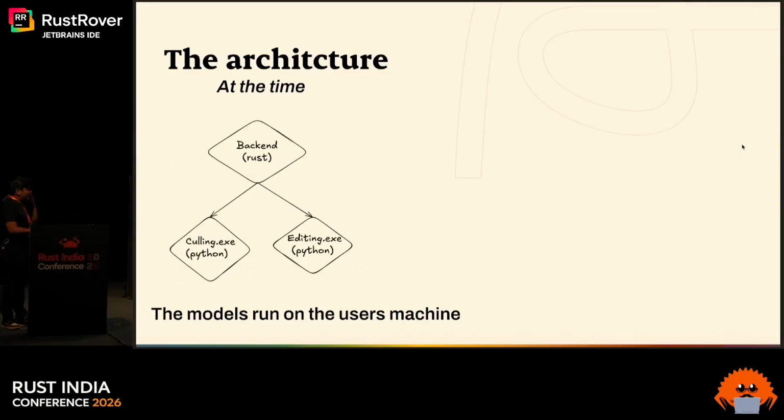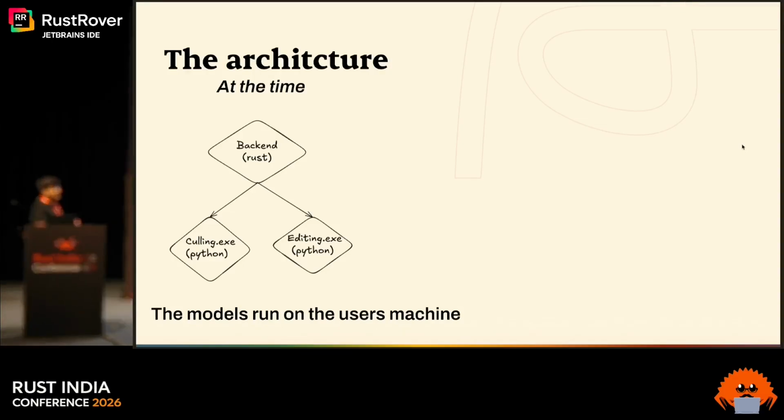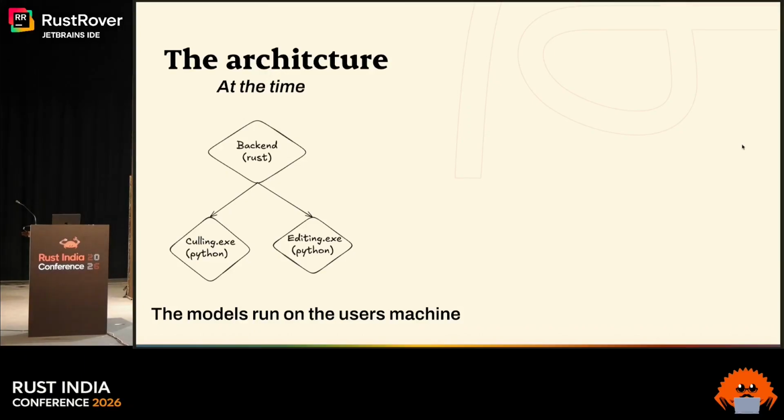So this is all well and good. Back then, our architecture was something like this. Our backend was in Rust even before. The backend was responsible for project management, like creating projects and all of that stuff. Running the AI models was a different binary. There was a culling binary for culling, and there was a binary for editing. And these are both written in Python.